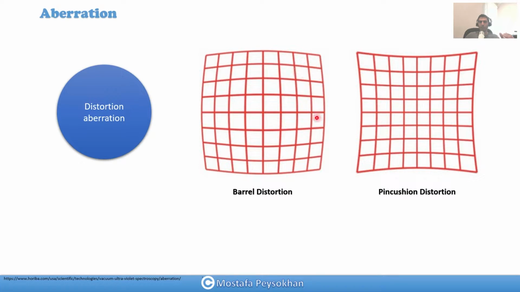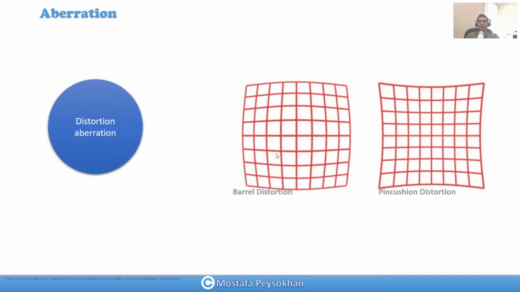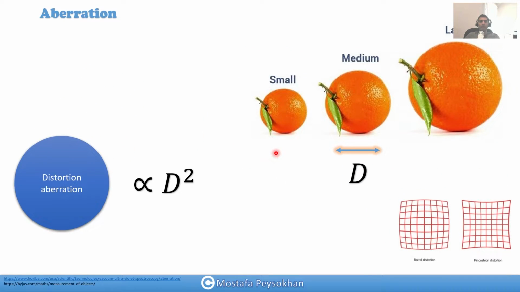Let's say you start from a grid with constant distance at the object plane, and at the image plane, we have something like this, where the distance is a function of location. And we have another kind of distortion that we call pincushion distortion, where the image is like this. This one looks like a barrel, and that's the reason we call it barrel distortion. Distortion aberration is a function of the image size to the power of 2.